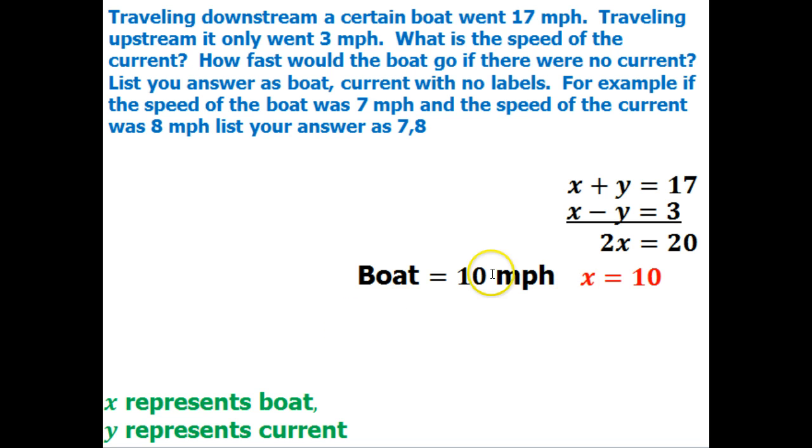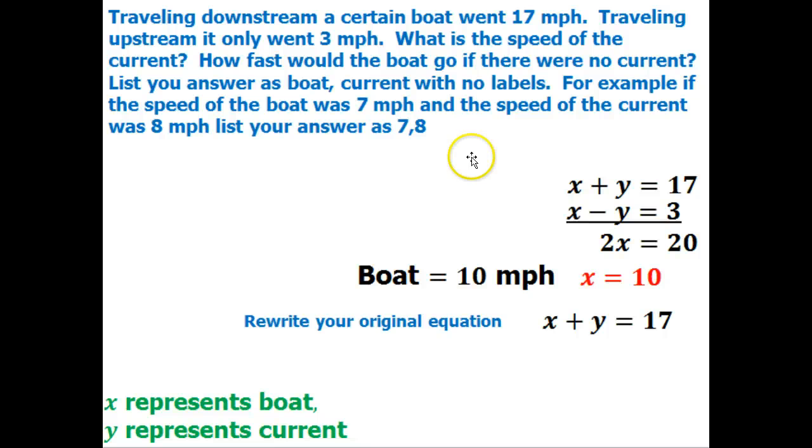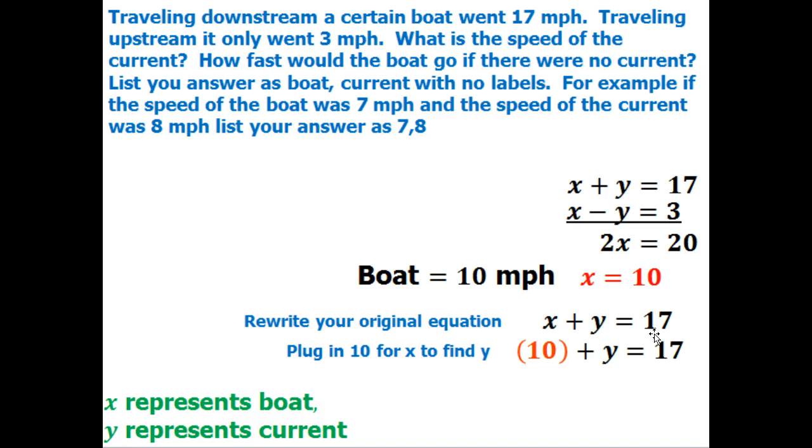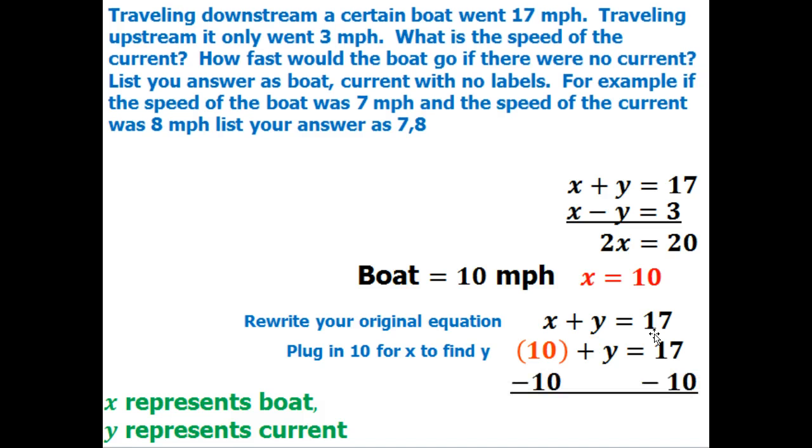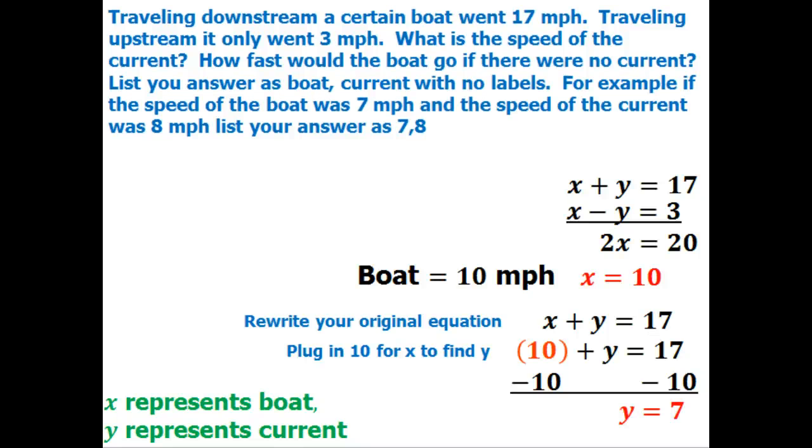Okay, now that we know this information, we've solved for one of them, the next thing that we're going to have to do is find out what the speed of the current is. So we're going to rewrite our original equation. So that's our x plus y equals 17. I got that from right here. Just rewrite that same one is fine. Then what we're going to do is plug in 10 for x, and we're going to determine what y is. So if I plug in 10, that's 10 plus y equals 17. So that means I'm going to subtract 10 from both sides. If I do that, I find out that y equals 7, and y represented the speed of the current. So that's going to be 7 miles per hour. So the boat is at 10 miles per hour, and the current's at 7.